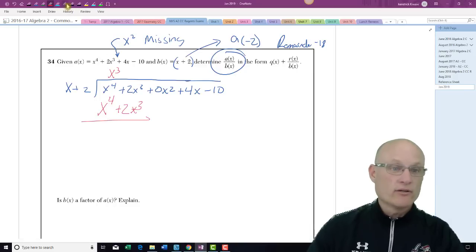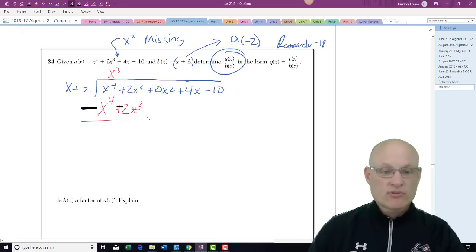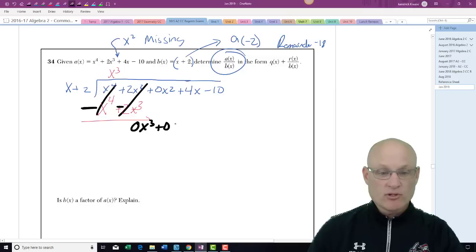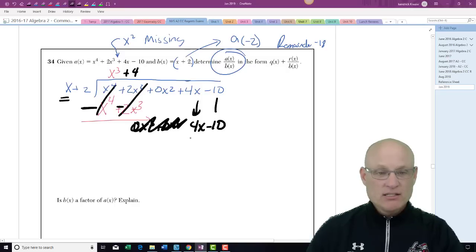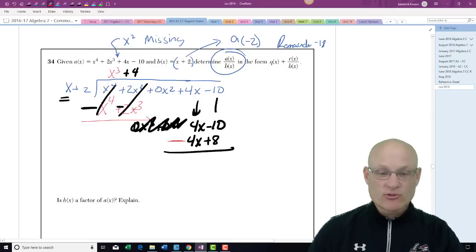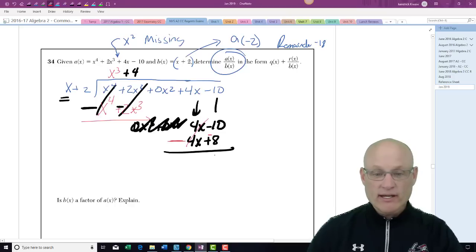Now here's where it gets a little weird. We're going to subtract and subtract. Well, those go and those go, which gives me 0x cubed plus 0x squared. So those kind of all go. Now I'm just going to bring these two down. 4x minus 10. Well, what do I have to multiply x by to get 4x? Oh, plus 4. 4 times x is 4x. 4 times 2 is plus 8. I'm going to change the sign, so subtract and subtract. These go away, and I get negative 18, which is what I expected to get.